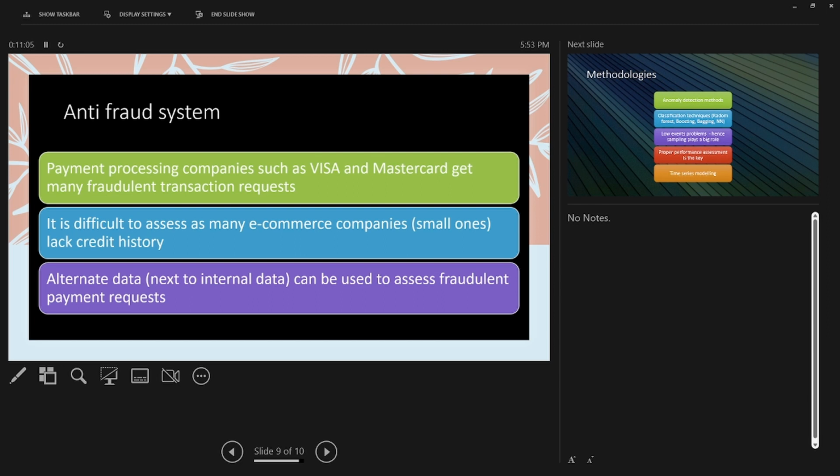And most of the payment companies, Visa or MasterCard or other credit card companies, are building models to classify a fraudulent payment request from the good ones. Okay, so that's again a classification problem. Sometimes these systems are using alternate data to improve the prediction accuracy. There could still be chances of misclassification, but the idea is to reduce that. The idea is to increase the accuracy rate actually. And alternate data can be used in order to increase the accuracy.